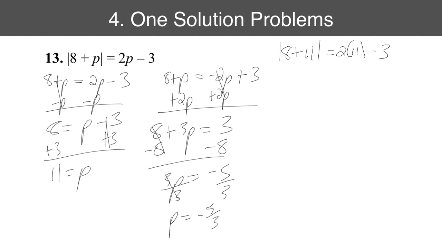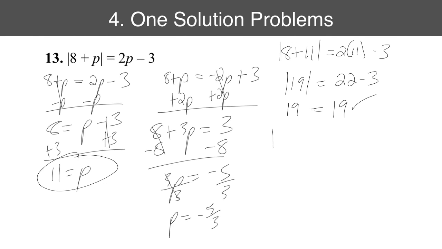Now we're going to work both sides of these and then see if they're equal. So first, 8 plus 11, that would give us 19. So the absolute value of 19 equals, over here we do 2 times 11, that gives us 22, minus 3. Absolute value of 19 is 19, and 22 minus 3 would be 19 also. So that one checks out. So 11 works. So now let's check to see if the negative 5/3 works.